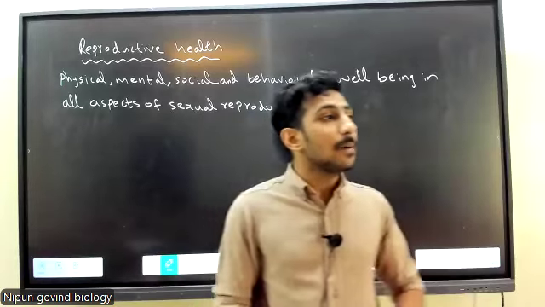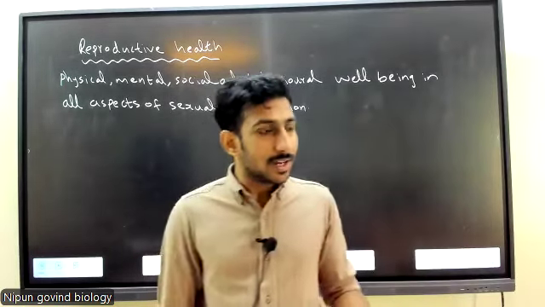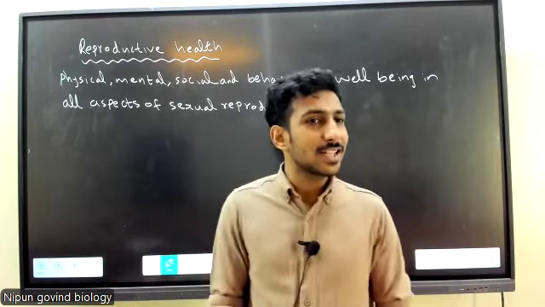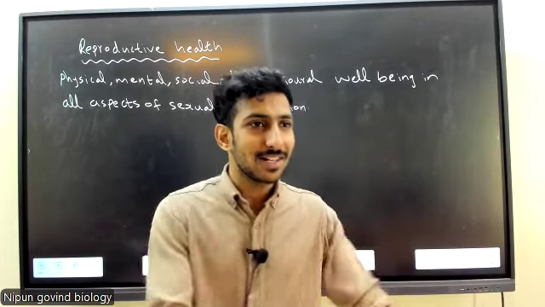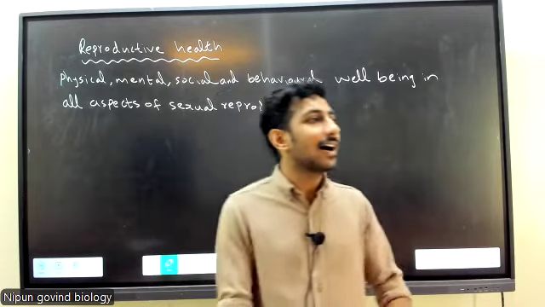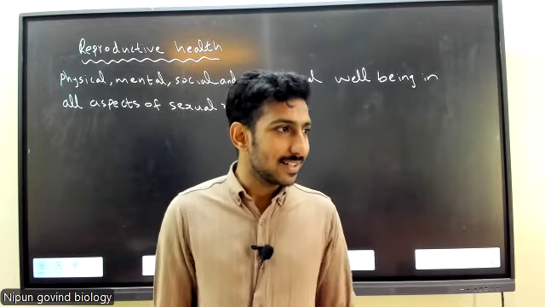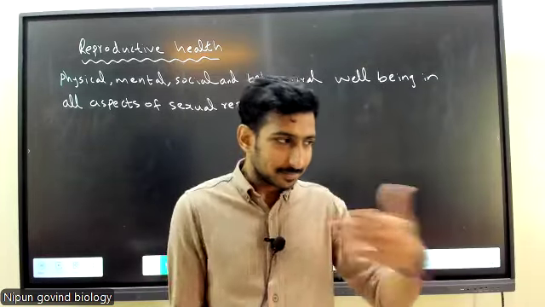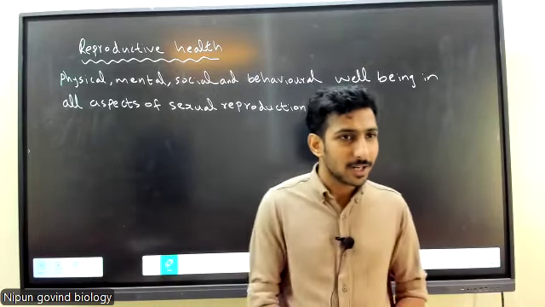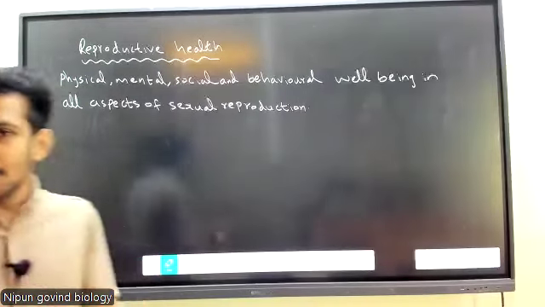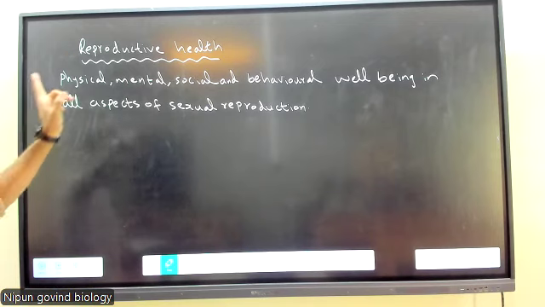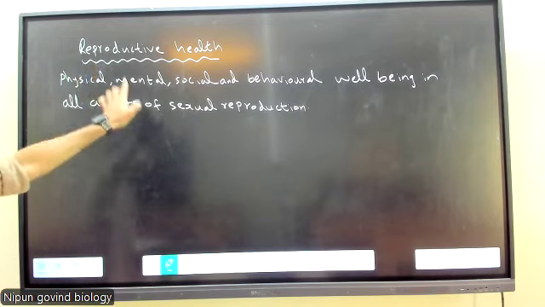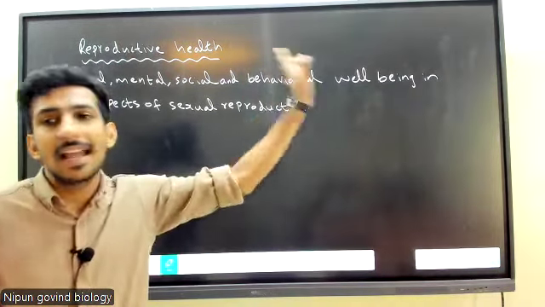Understood? And some people have sexual desire, not reproductive desire, towards dead bodies. That is called necrophilia. They will dig out fresh dead bodies from the cemetery and have sex with them. Those are the problems. So if you want to call yourself a reproductively healthy person, you must be physically, mentally, socially and behaviorally healthy.